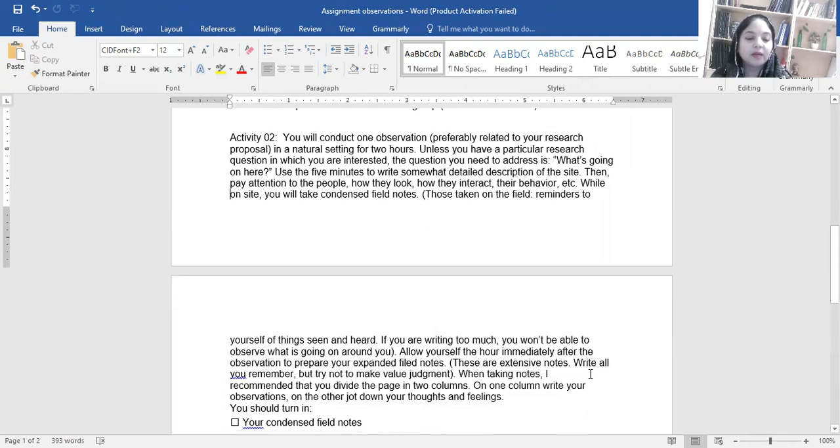Second activity which you will conduct, it is related to your research. You will conduct one observation, preferably related to your research proposal. If someone is doing research on employees' behavior, students' behavior, or management behavior, so आपने at least 2 hours के लिए you have to conduct research in which you have to be a participant observer, but observation should not be informed. वो बताई दी जाएगी unless you have a अच्छा.